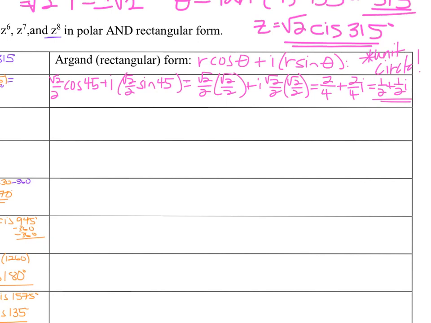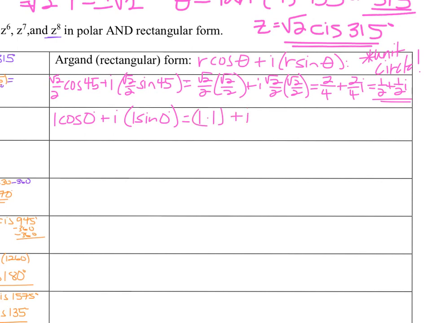Sorry. All right, anyway, z to the 0 power, we have 1 cis 0. To convert to rectangular form, that would be 1 cosine theta, which is 0, plus i, 1 sine theta, which is also 0. Cosine at 0 equals 1, so that's 1 times 1.